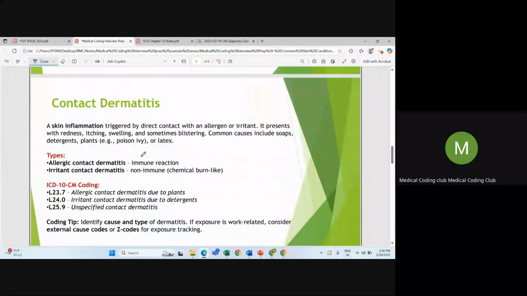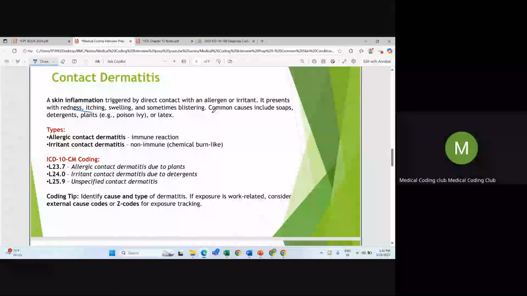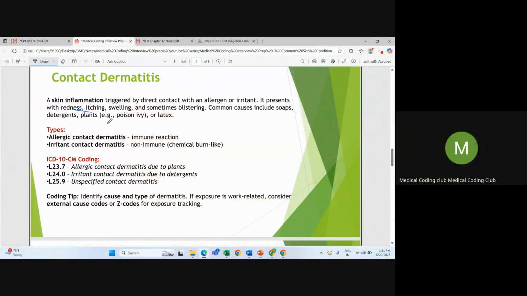So the next common condition is contact dermatitis. Contact dermatitis means it's a skin inflammation triggered by direct contact with an allergen or irritant, and it presents with redness, itching, swelling, and sometimes blistering. The common causes include soap, detergents, and plants. It includes poison ivy or latex. And there are two types here.